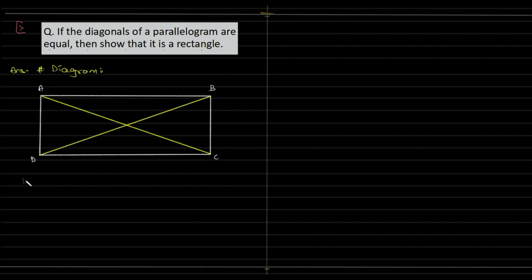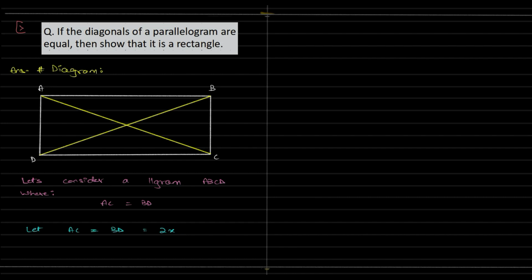Okay, let's begin with, let's consider a parallelogram ABCD where AC is equal to BD. The diagonals are equal. Now let AC equal to BD be equal to 2x. Okay, we need to do this.